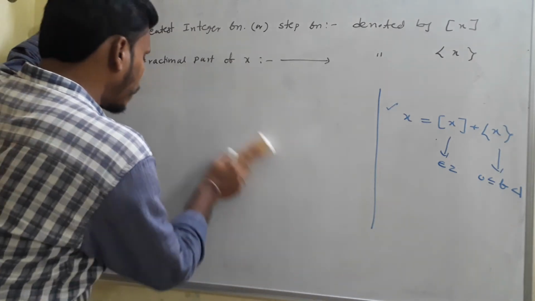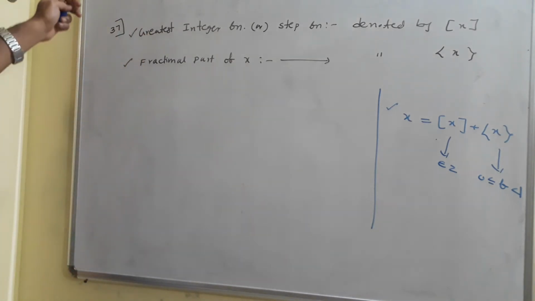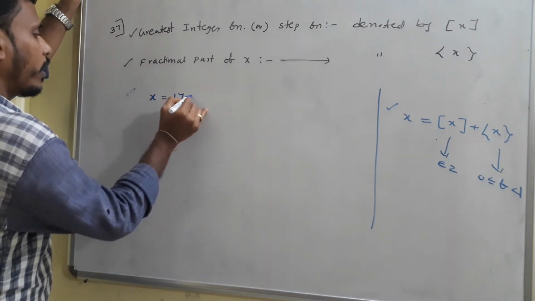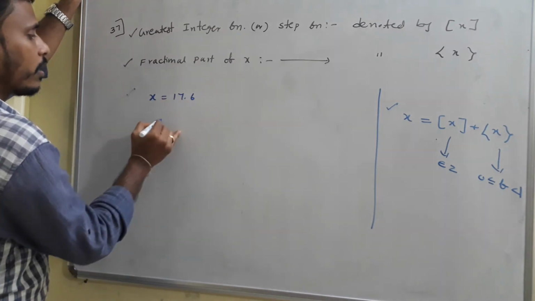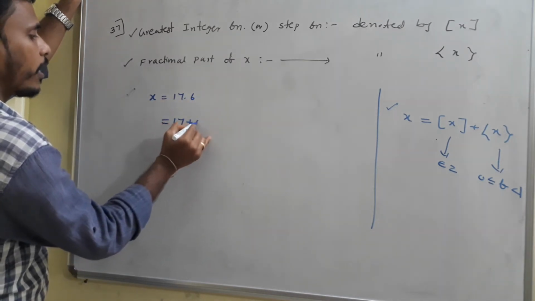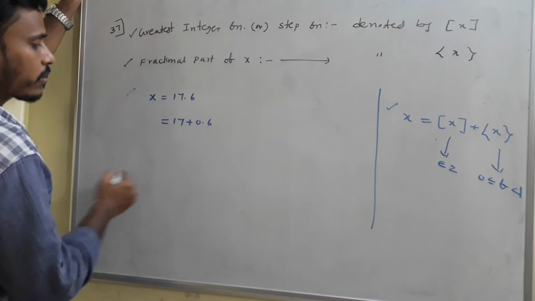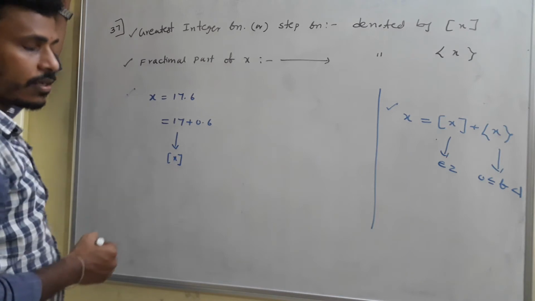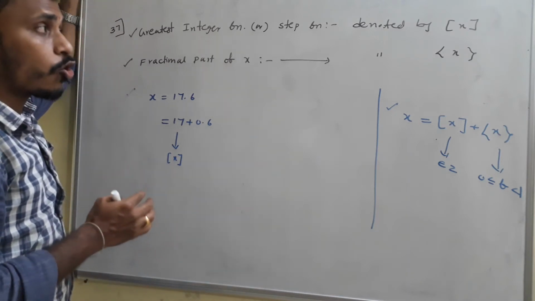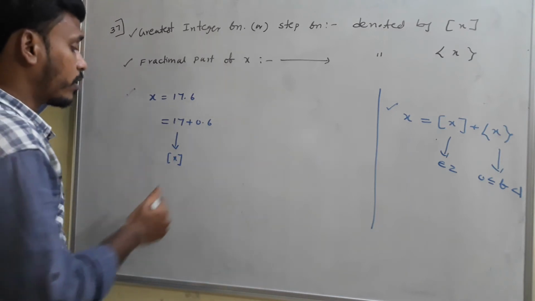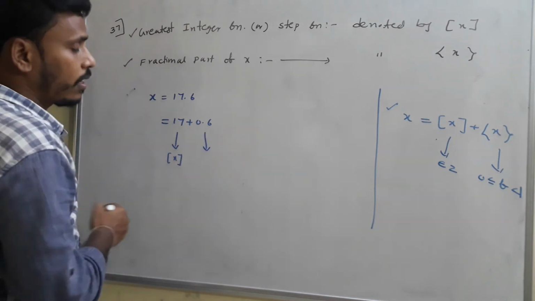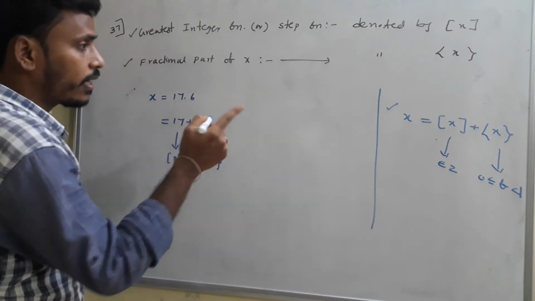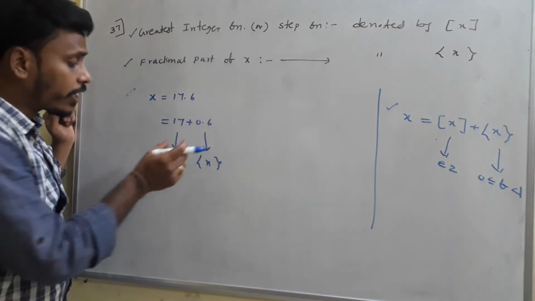Suppose I have a number x equals 17.6. This can be written as 17 plus 0.6. This 17 is the integral part of x, or you may say [x], or the greatest integer function of x, whereas this 0.6 is the fractional part of x. Why? Because this 0.6 is between 0 and 1, and that's why we call it the decimal part.